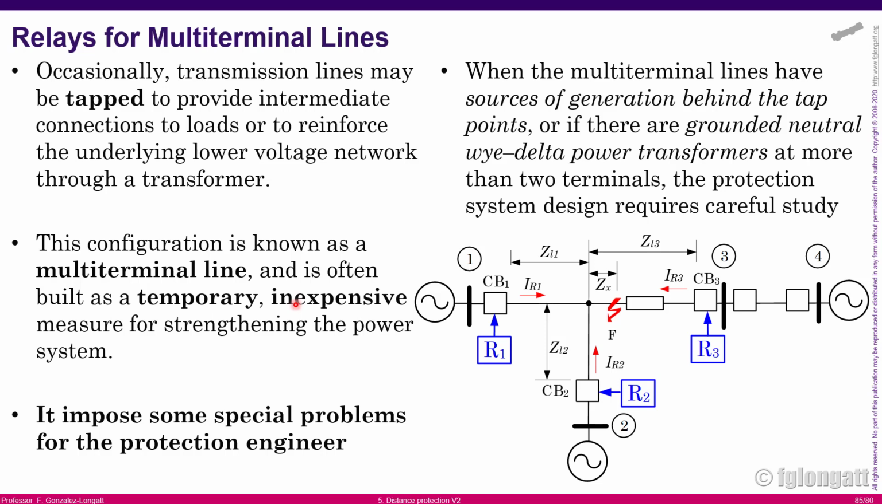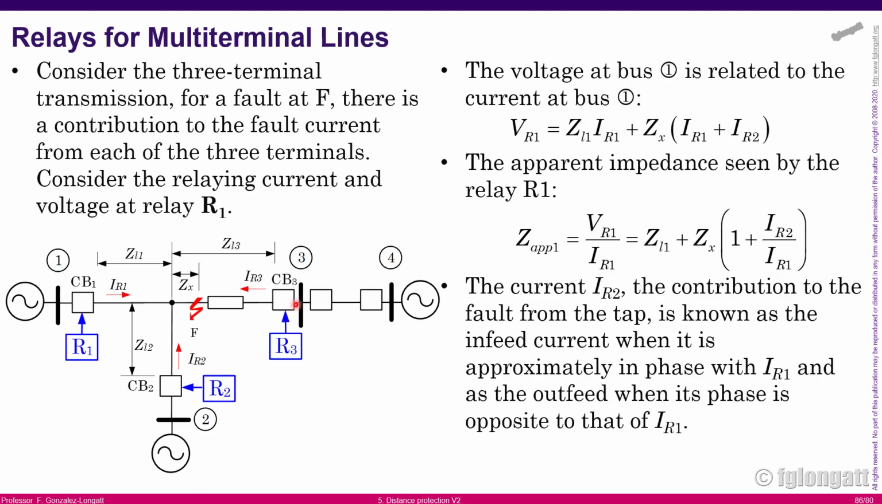Okay. And what is the reason? Because right now we have a T configuration over there, and if a fault happens over there, let's say at the point F, we have problems because now we have multiple infeeds and multiple paths. Okay, now let's investigate what is happening here. What we need to do here is let's consider the relay R1.